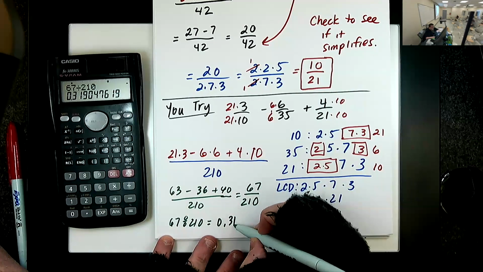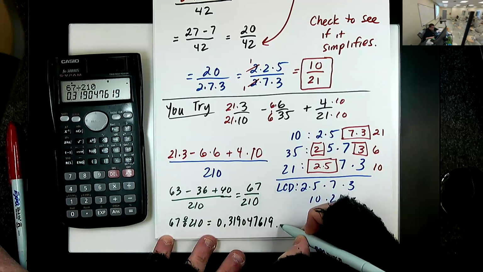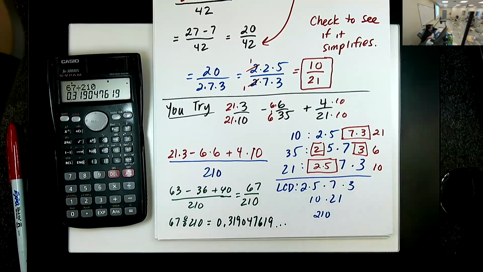0.319047619, and it keeps going. This looks to be a decimal that doesn't end and doesn't repeat. And what we were classifying earlier as irrational numbers, that was the criteria of an irrational number. I said it's a candidate for it.